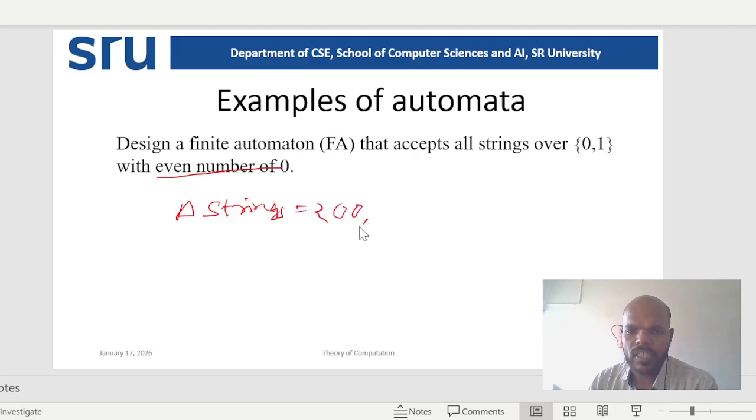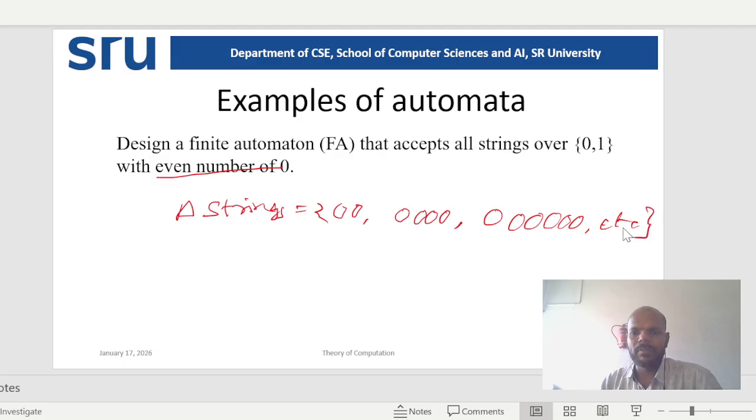0, 0 should accept, right? 0, 0, 0, 0 should accept, right? And next one is 0, 0, 0, 4, 0, 5, 0, 6, 0, etc. It should get accepted, right? So what about ones? Since there is no such condition, you can take any number of 1s, you can exclude the ones also, right?